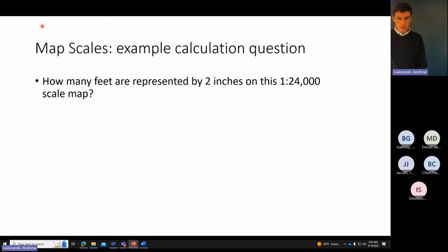And for the people on Teams, you probably can't see what I'm writing. I apologize. But there are some good examples of how to do this in your textbook. Questions on how to do that? Okay.